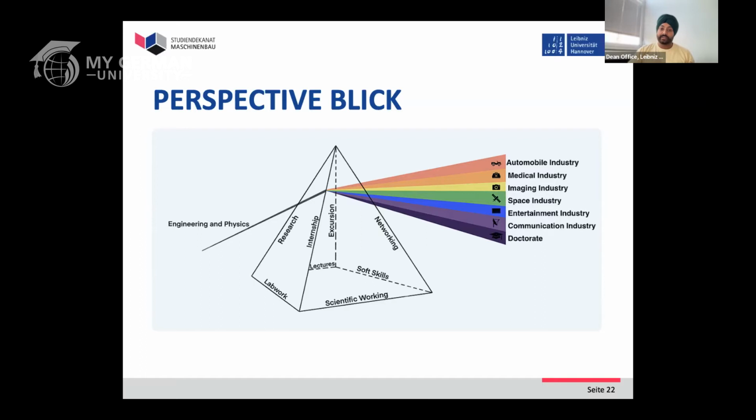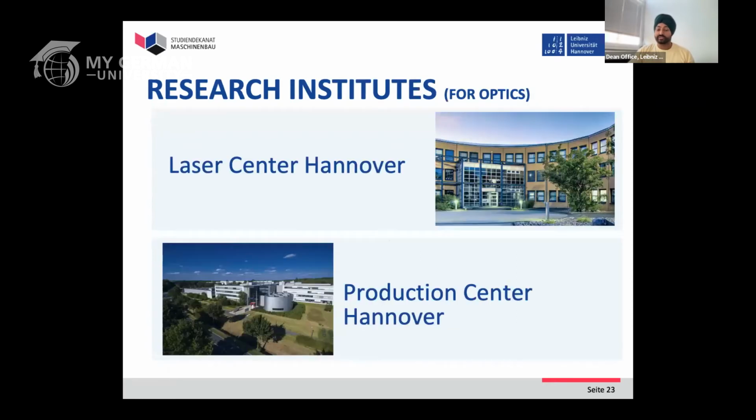As I said earlier, if you remember, our international core topics are quantum optics, optics, and biomedical research institutes. Why? Because we have our own research institutes for optics, and those are not only renowned in Germany, they're also world renowned. We have Laser Center Hannover and Production Center Hannover. These both provide solutions or do research in the field of mechanical and automotive engineering and imaging, where the laser or optics are used as an application.